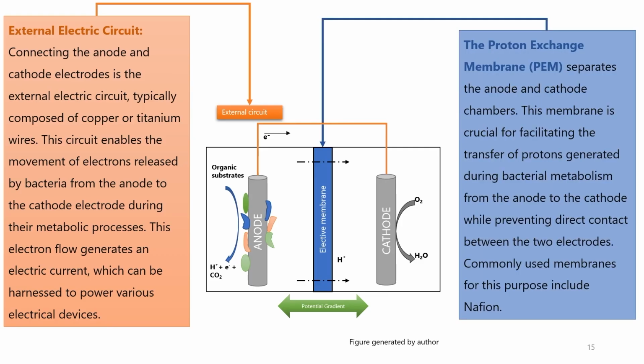Then there is a proton exchange membrane or the PEM, which we generally refer to as the selective membrane. This separates the anode and the cathodic chambers, as we have already mentioned. This membrane is crucial for facilitating the transfer of protons generated during bacterial metabolism from the anodic side to the cathodic chamber, while preventing direct contact between the two electrodes. Commonly used membranes for this purpose include Nafion.